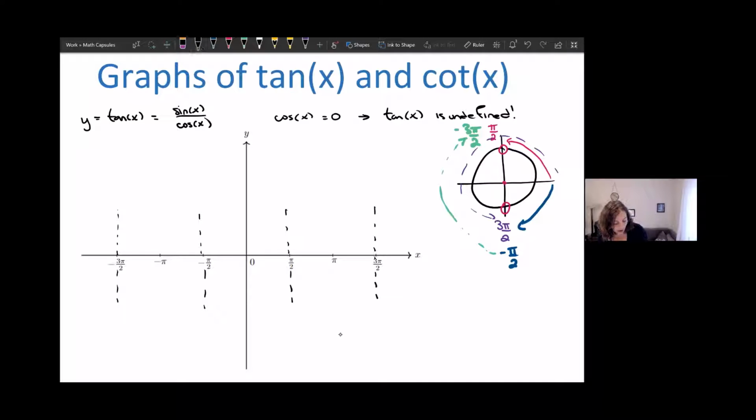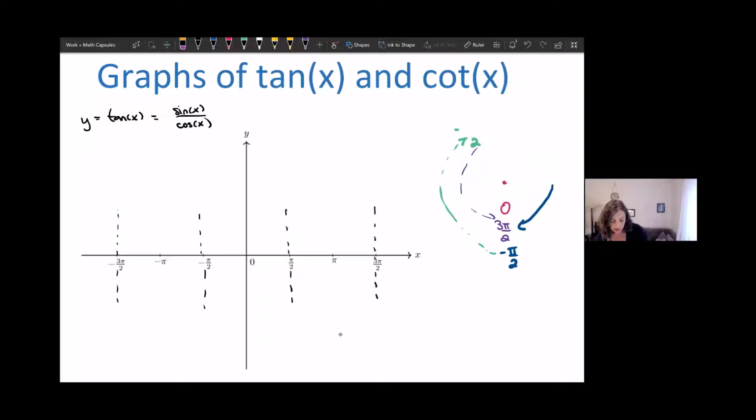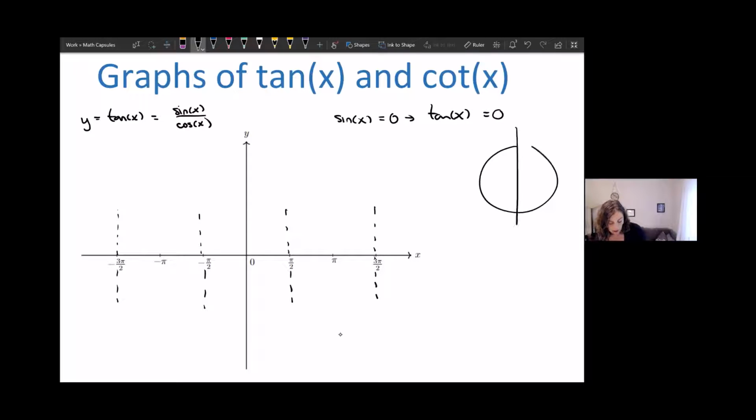I'm going to look at my fraction. Tan is sine over cosine. If sine is equal to 0, then I'll have 0 divided by something. That's equal to 0. So let me figure out when is sine equal to 0. Anytime that happens, tan would also be equal to 0. Going back to my unit circle, I know that sine is the y value. So where the y value is going to give me 0, that would be on the x-axis, here and here.